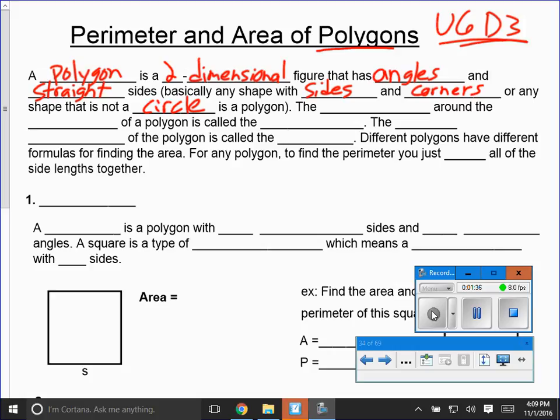So with polygons, there's two things you're interested in. The distance around the outside of a polygon, that's called the perimeter. And then the second thing is the area, which is the space inside the polygon.